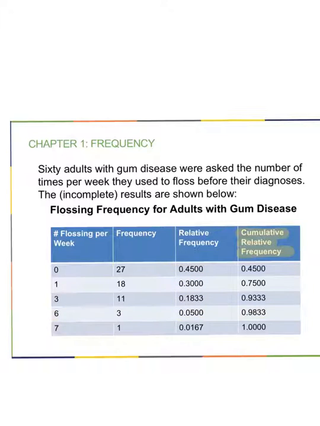You can think of cumulative relative frequency as accumulating something. So I'm not just asking for people who floss 6 times, I'm asking for people who floss 6 or fewer times: 6, 3, 1, or 0. So I have to add all of those relative frequencies up to get my cumulative relative frequency.